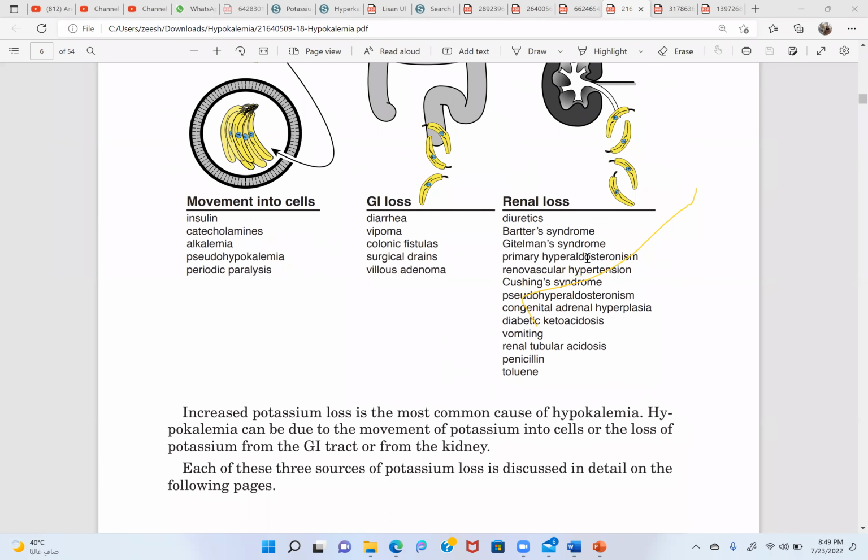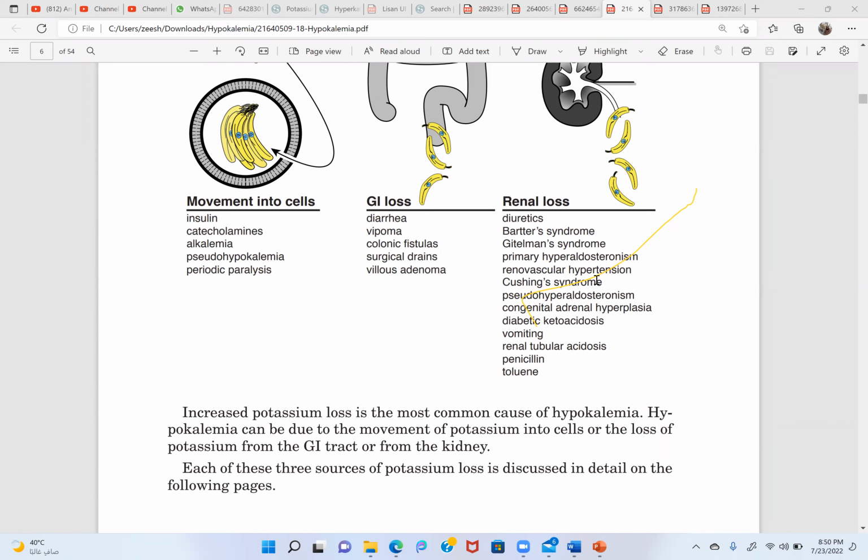Hyperaldosteronism, if there is too much aldosterone, will also cause hypokalemia. One of the reasons is that when there is more aldosterone, it absorbs too much sodium. So in the lumen there is less sodium, or less positive ion. To maintain electrical neutrality, potassium and hydrogen have to come out. This is one of the reasons for alkalosis and hypokalemia with hyperaldosteronism.